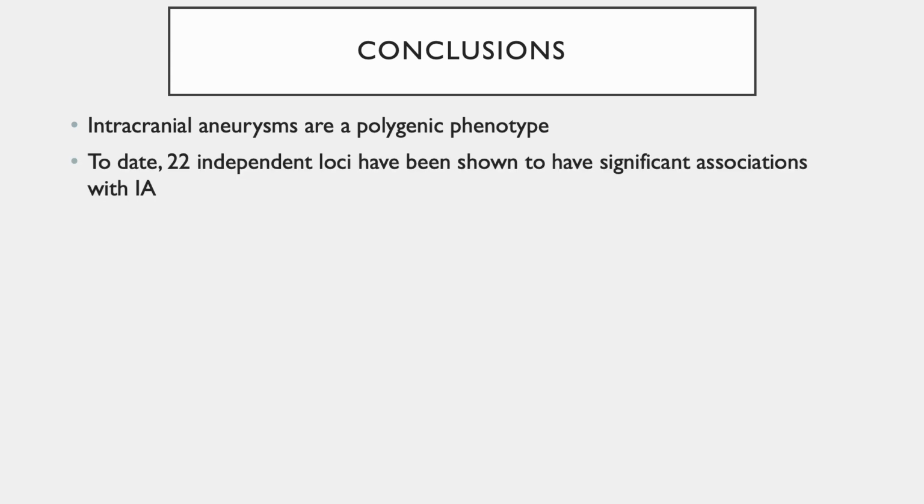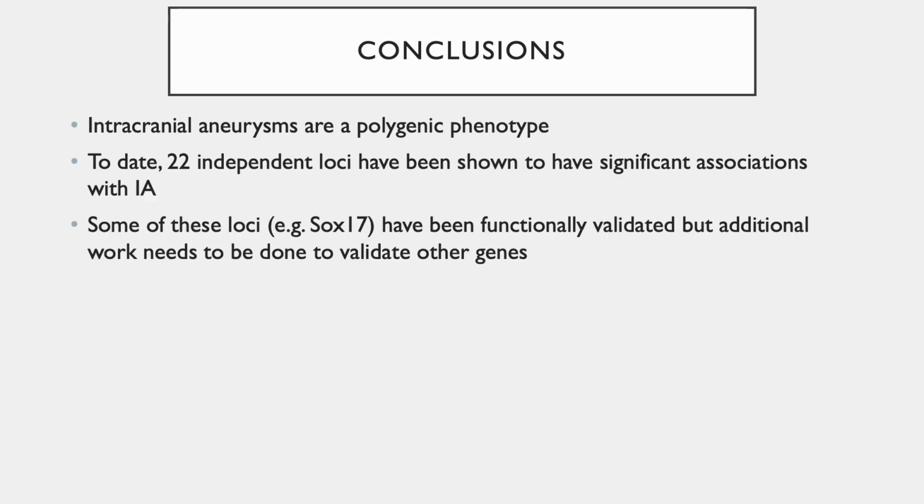So now I just want to talk about conclusions. One big takeaway is that intracranial aneurysms are a polygenic phenotype. Indeed, 22 independent loci have been shown to have significant associations with intracranial aneurysms. SOX17 has been functionally validated, but additional work needs to be done to validate other genes and to see which genes can be targeted with drugs to ensure that we can develop therapies for the prevention of intracranial aneurysms.